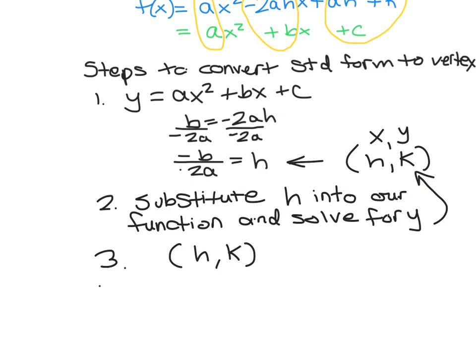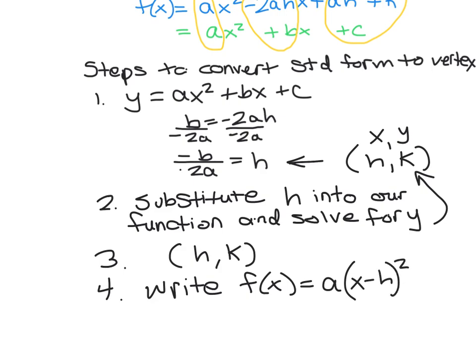And finally, a is a, so we already know what a is from the standard form. And you can finally write your function in vertex form. So we'll just pick off that leading coefficient a, and we're going to substitute in our h and our k, and then we have our vertex form.